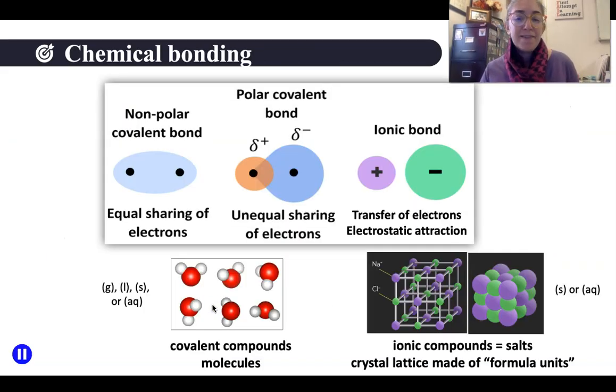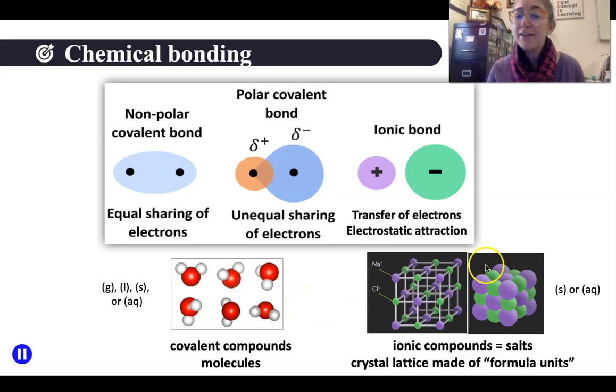Alrighty, so these different types of chemical bonds, again, just showing them in a different way. Nonpolar covalent bonds is equal sharing. Polar covalent bonds, you form these poles, these charged poles, and ionic bonds, you form completely charged ions that then attract each other because of their opposite charges.